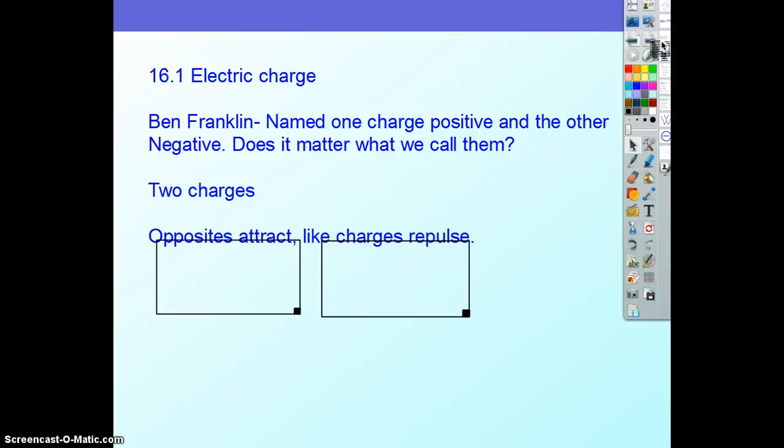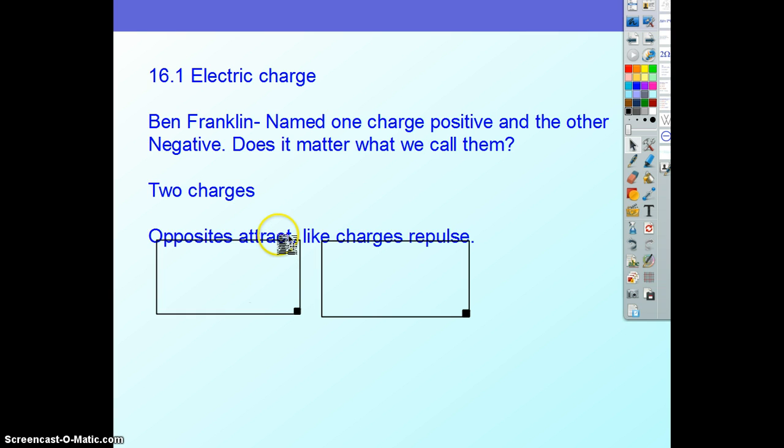He could have called what we now know are electrons positive and what we know as protons today, he could have called those negative, and it would make no difference whatsoever. It would simply be changing a name of things. The big idea there is that they are two charges, and the way they behave is what is so important to the whole idea.